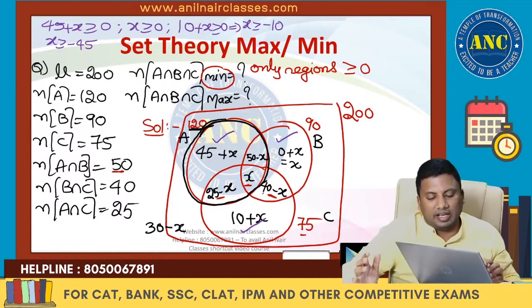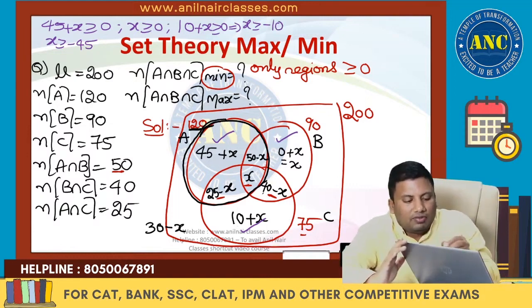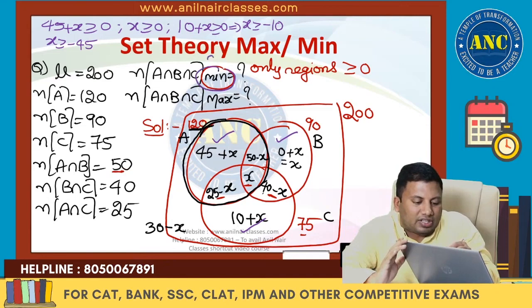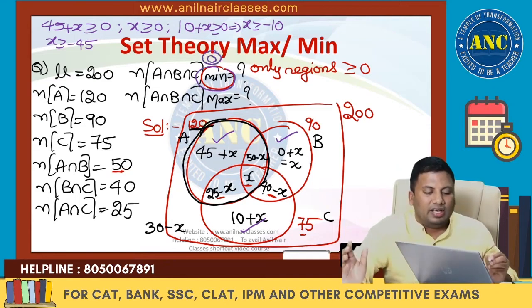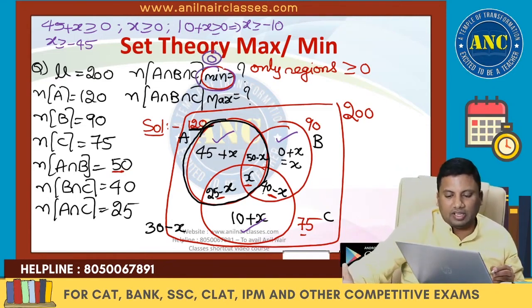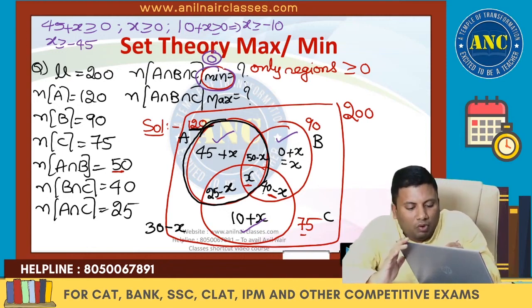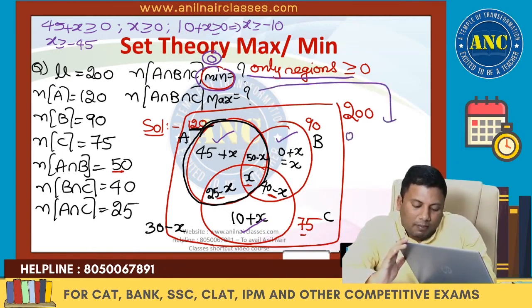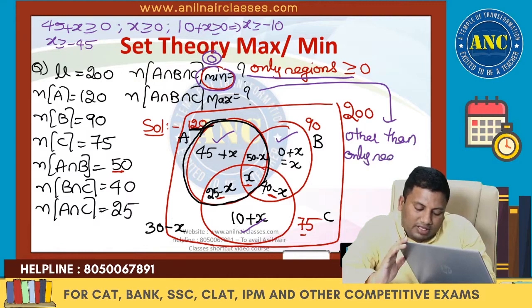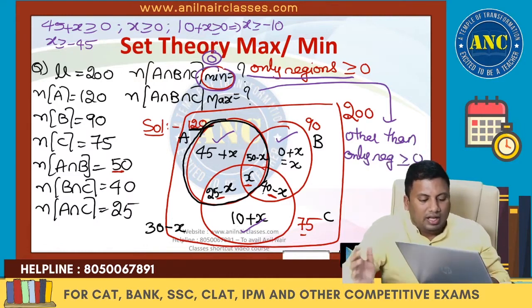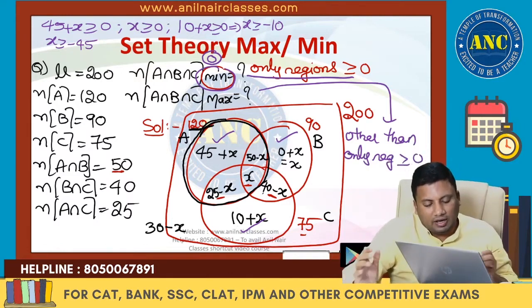X cannot take a negative value. So the minimum value of A intersection B intersection C here is 0. Minimum: only regions should be greater than or equivalent to 0. Maximum means other than only regions will be greater than or equivalent to 0.